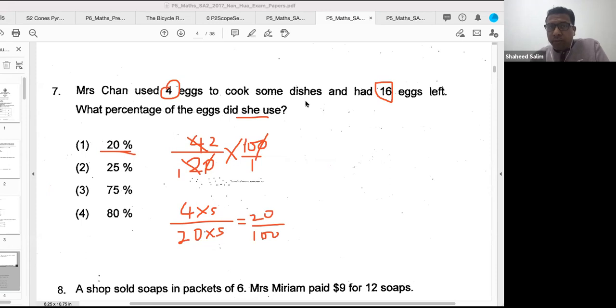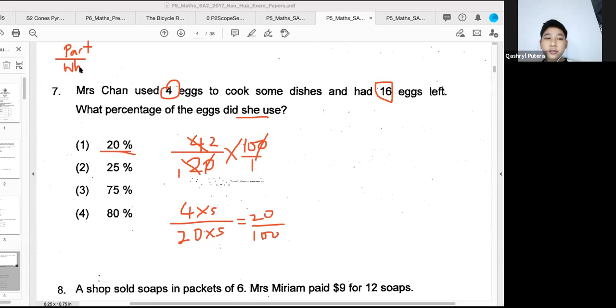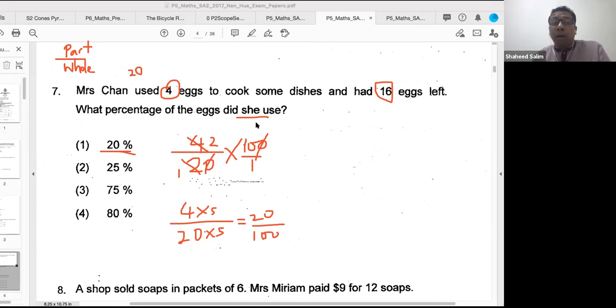What is fraction? You must know, our fraction is always P over W. You know what it is now? P is part. Whole. Over whole, yes. So whole is everything. Everything we plus together, 20, below 20. Part is what part did they ask you? Did they ask you left or used? They say used. So must put the 4 on top. This is a fraction. So you can reduce.